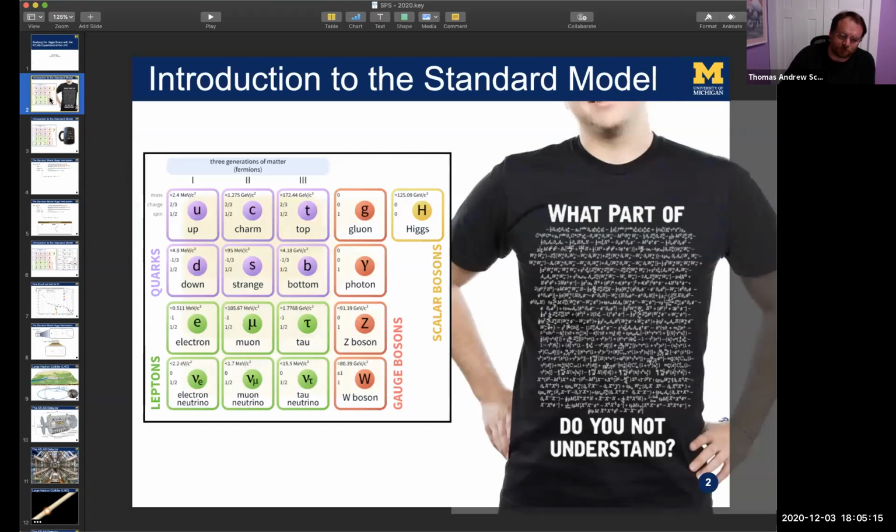Studying the Higgs boson. Start with the kind of canonical picture on the left-hand side. So you've all seen this on posters and t-shirts and what have you, the standard model set of particles. These are fundamental particles, point particles, consisting of fermions and bosons.